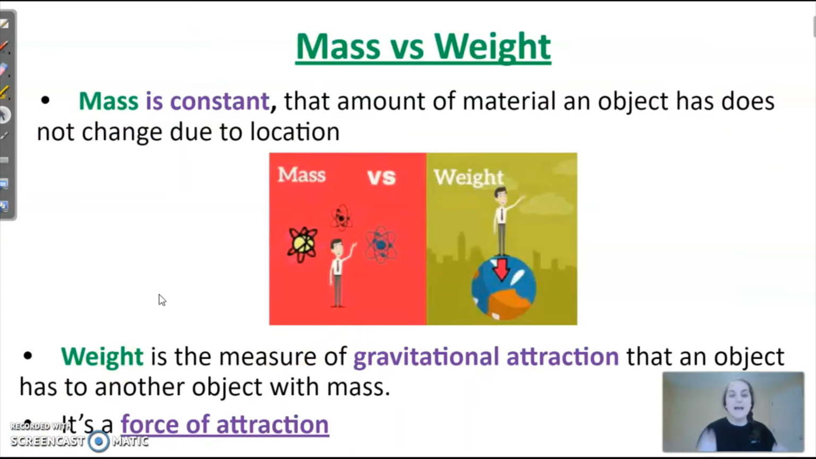Mass is a constant, the amount of matter in a material. No matter where you are, that mass is going to stay the same. But weight is a force. It's a gravitational attraction to that object. So your weight would be your mass times the acceleration due to gravity wherever you are.